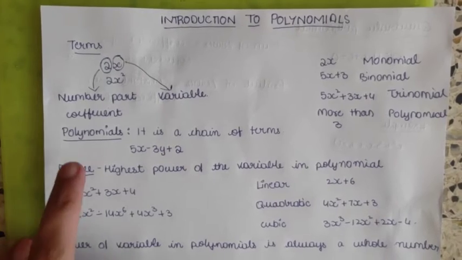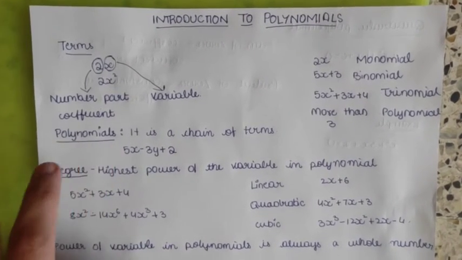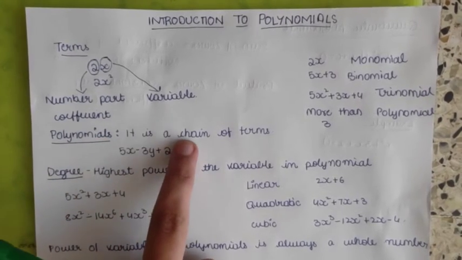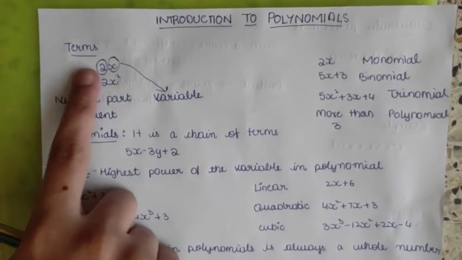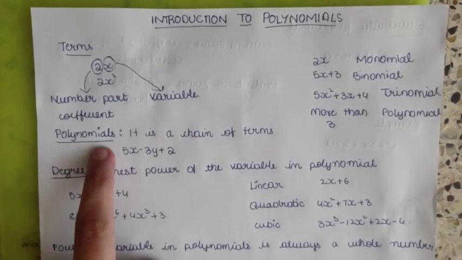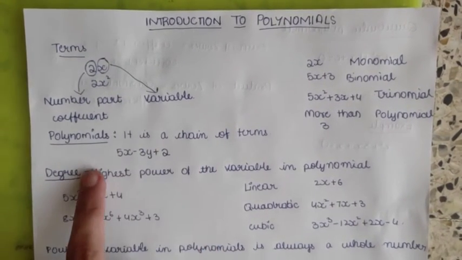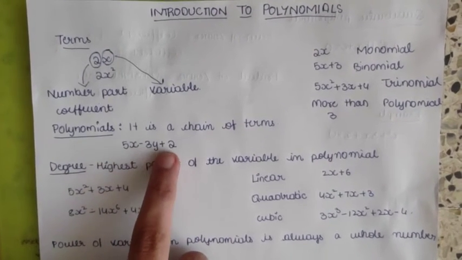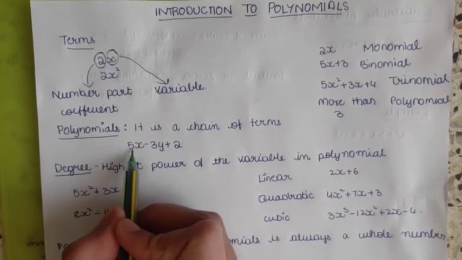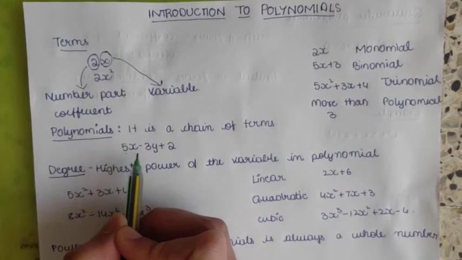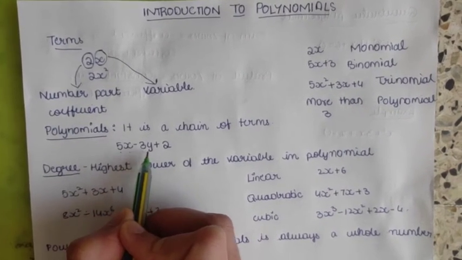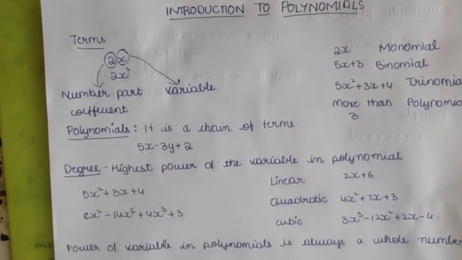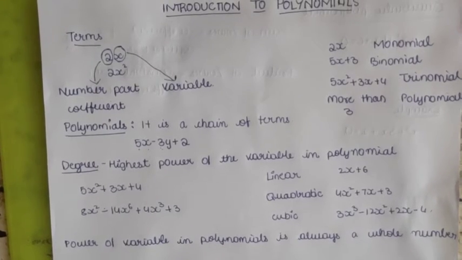Now next let's learn what polynomials are. Here the main topic is polynomials. When there is a chain of terms, see, we learned what a term is, so a polynomial means an expression which has many terms. Here we have an example: 5x minus 3y plus 2. Here 5 is a number part, x is a variable, and again here 3 is a number part and y is a variable. So an expression which has many terms is called a polynomial.